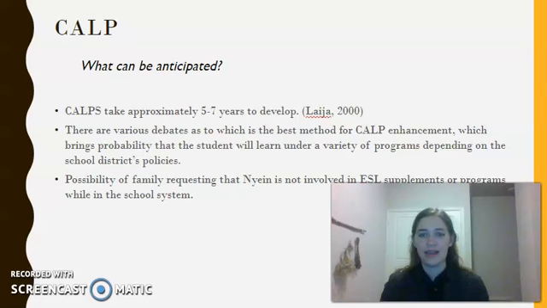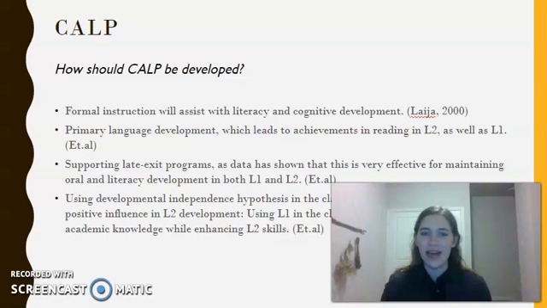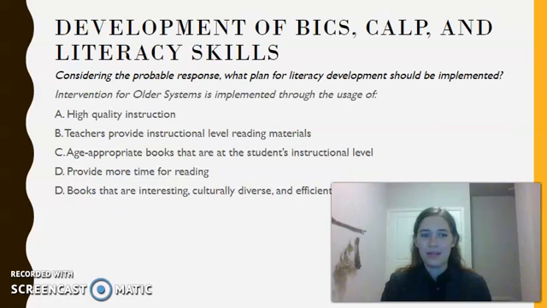There are various debates. However, probably most likely the best method to acquiring CALP is through informal and formal instruction, as well as putting students into intervention programs. There will be some setbacks with that. However, if the parents and student, of course, are willing to be in the intervention programs, those can be excellent resources to help students with their more fine-tuned needs in the L2 acquisition.